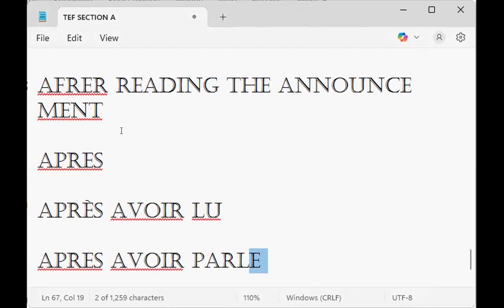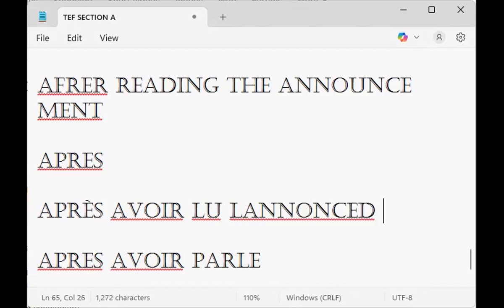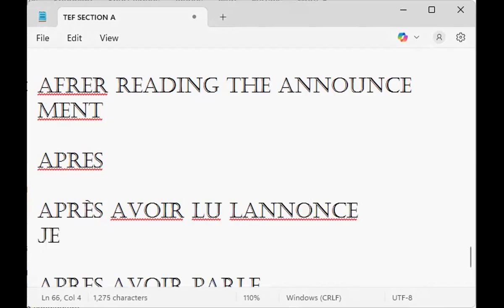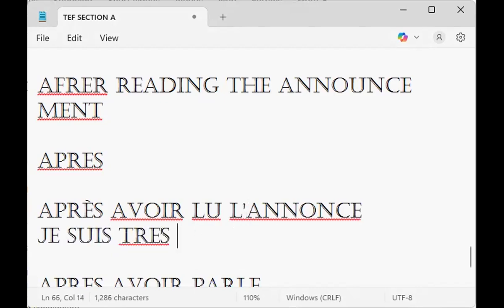After reading the announcement: après avoir lu l'annonce. C'est clair. After reading, après avoir, répétez après moi, lu l'annonce. After reading the announcement, après avoir lu l'annonce. C'est clair. Je suis très intéressé. Je suis très intéressé. É has an accent symbol. C'est clair. Tell me yes or no.